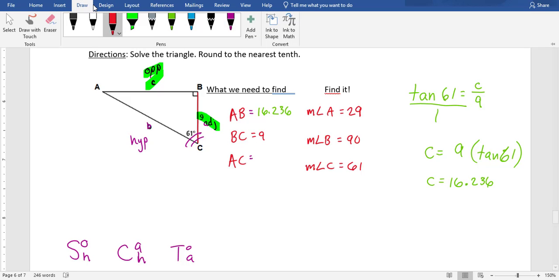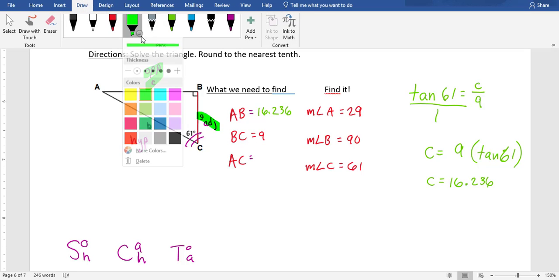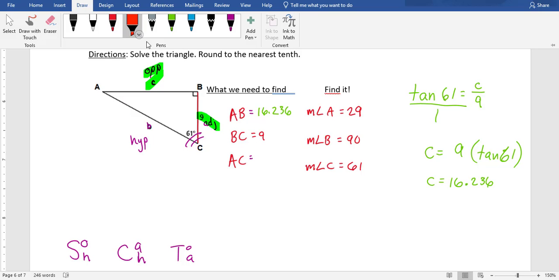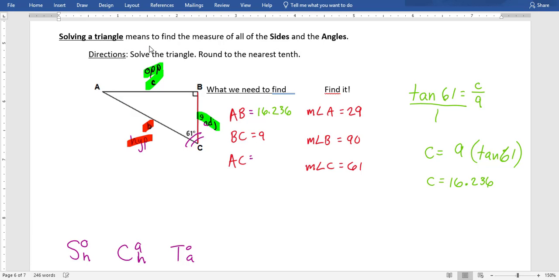Now let me switch colors so I can do this in a different color. Now I need to solve for my hypotenuse, B. I still want to use this 9 that I was originally given. So adjacent and hypotenuse is now what I want to use. And adjacent and hypotenuse is cosine. So I'm going to say cosine of my angle 61 is adjacent, 9, over hypotenuse. Well, we don't know what that is, B.